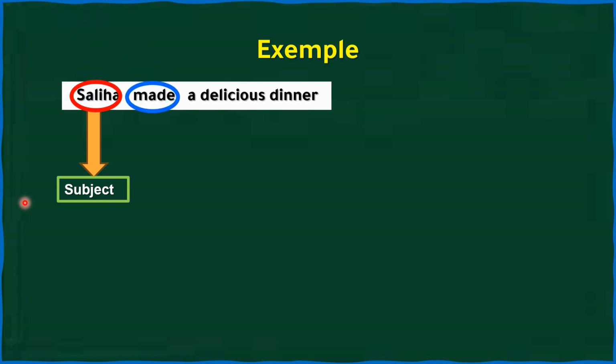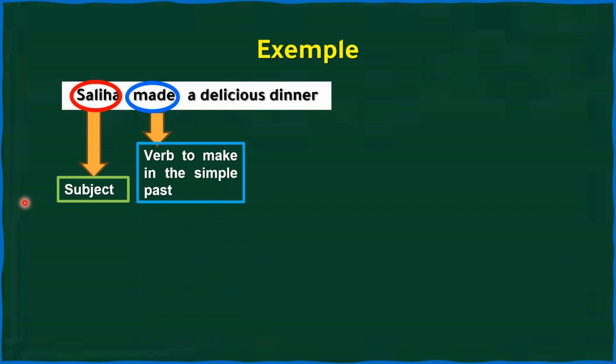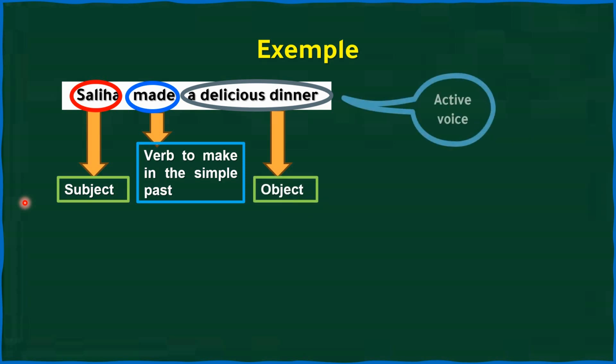And made is a verb. Made is the verb to make. In which tense? It is in the simple past. And we have a delicious dinner. It is an object. So this is for the active voice or the active form.